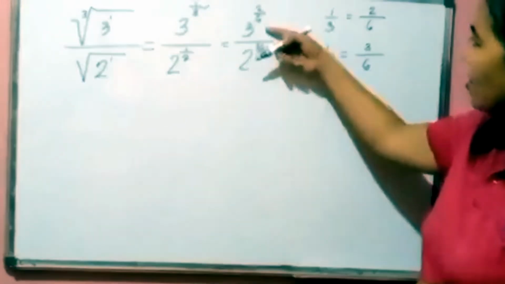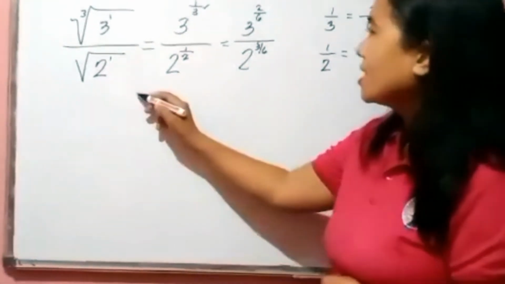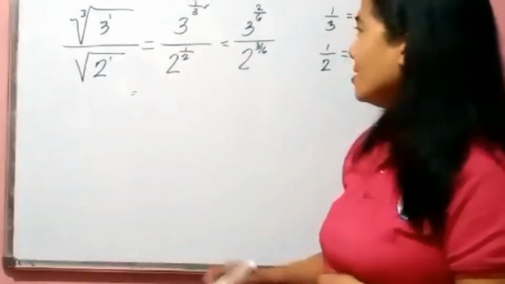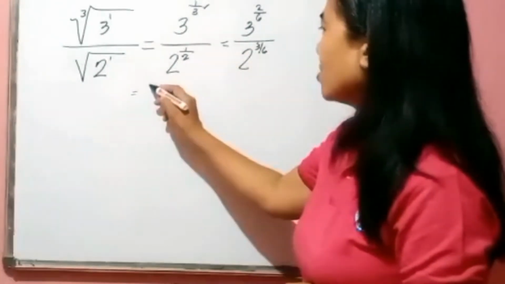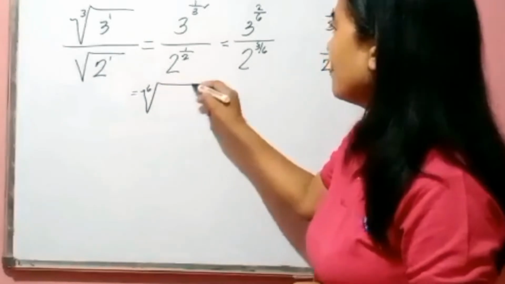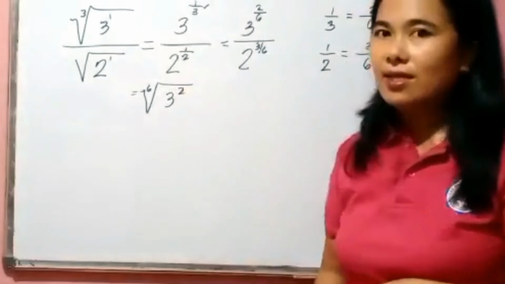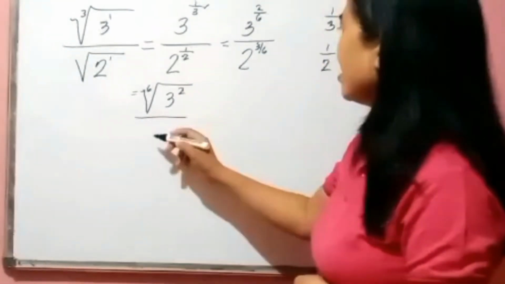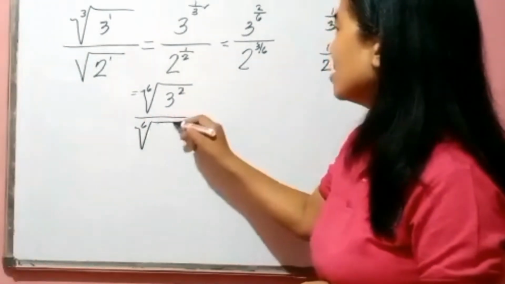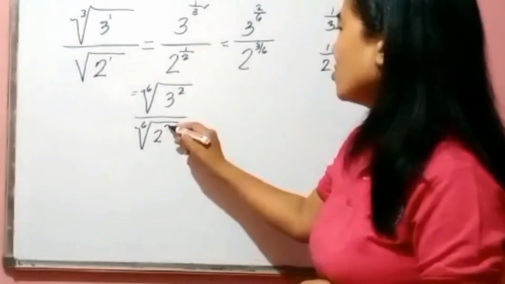So, from 1/3, gawin mo lang 2 over 6. And then, for 1/2, gawin mo na siyang 3 over 6. Okay? So, yan. Pareho na sila ng denominators. Pwede ka nang bumalik sa radicals. So, ano yun? Yung denominator is magiging index. Yung numerator is magiging exponent ng radical mo. Okay? So, the same thing sa baba. So, this is going to be 6 root of 2 cube.